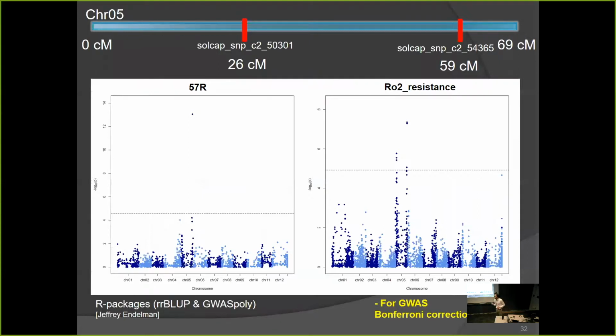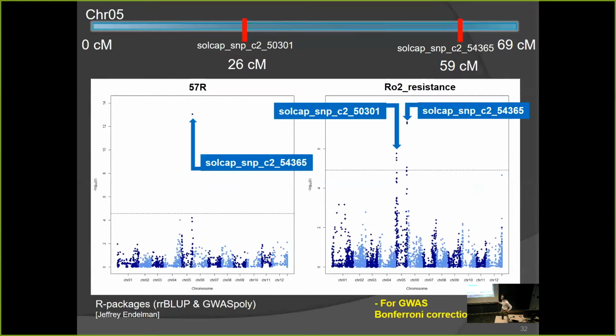Actually, this is a redundant or extra research project, but for double checking these two positions, I also performed the GWAS with the software released by Jeffrey Endelman's group, RR Blup and GWASpoly. So basically, I used exactly the same marker data and the phenotype data. And as you can see here, both of them are perfectly matched because the top picture shows a genetic map that I developed before. So the closest SNP marker was C25031.